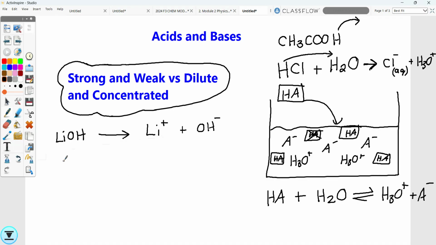But for your weak one, what does the definition say? Define a weak base. A base that dissociates partially. It could dissociate partially, but it also ionizes. In your definition, you'll actually see that it doesn't even say dissociate, because we don't really work with the ones that split up. So in your definition, you'll see it says that it's a base that ionizes partially. The reason for that is the weak bases you are going to use will be something like NH3.